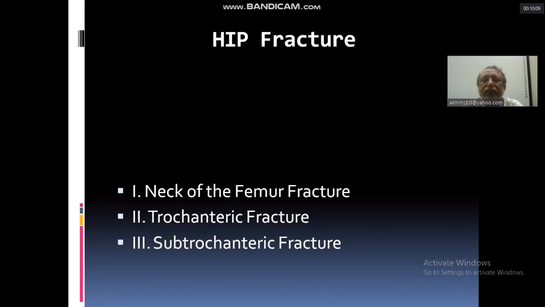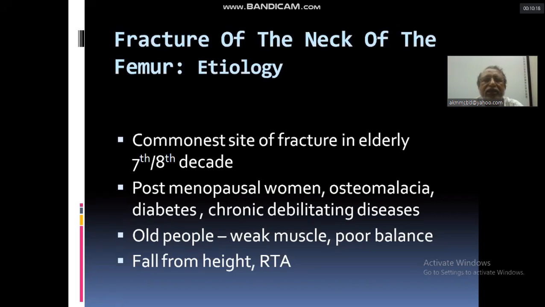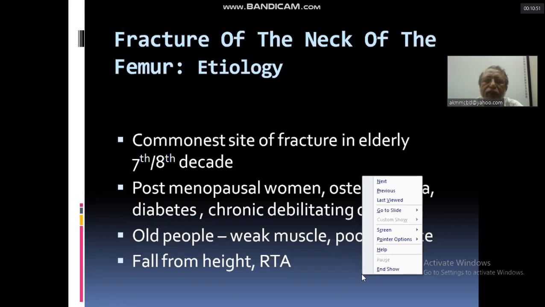So hip fractures are the fractures of the neck of the femur, the trochanteric region, and subtrochanteric fracture. Okay. And it is the commonest site of fracture in the elderly, in their 7th and 8th decade. And naturally, you can very easily understand it is common in postmenopausal women, and with some comorbid conditions like diabetes and any chronic debilitating disease where there is nutritional deficit. And the cause is weak muscles and poor balance, which is common in elderly people. And it can be high impact or low impact.